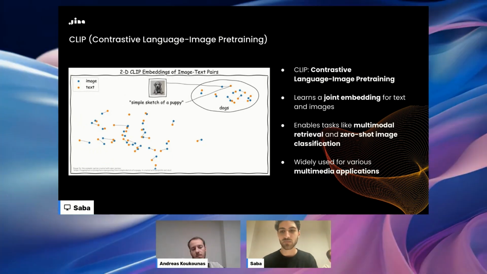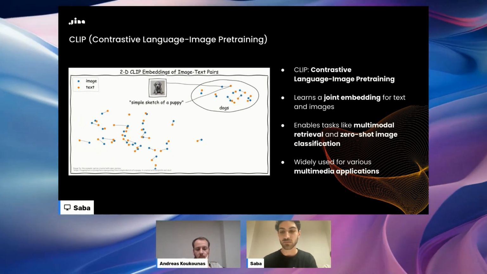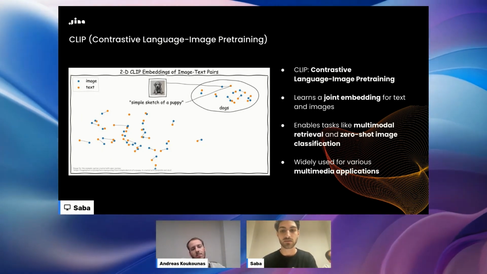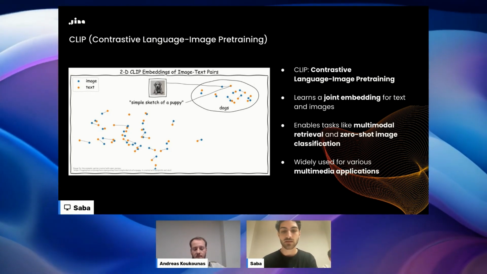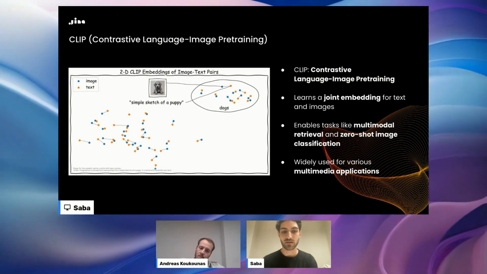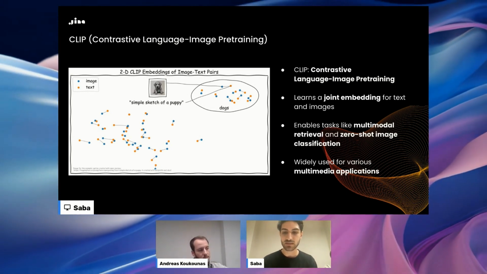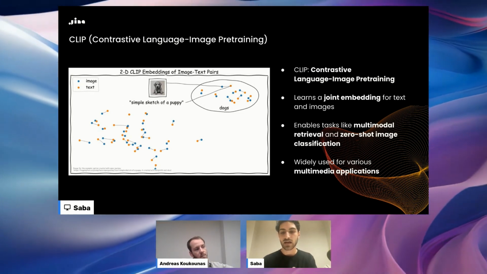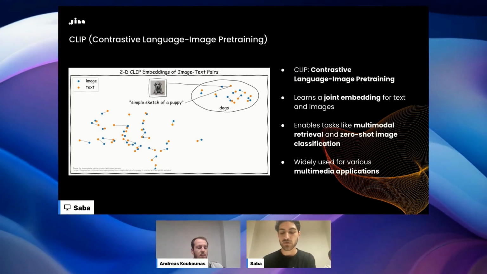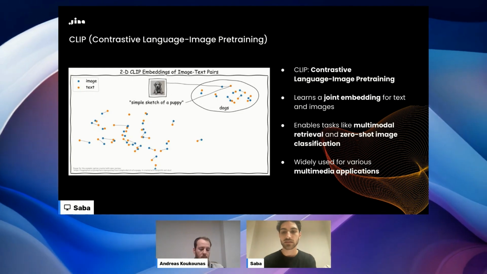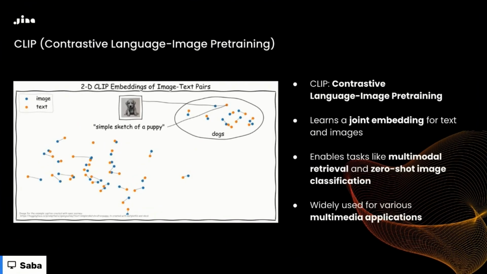So what is CLIP? Today, what we call CLIP is a family of models that are contrastively trained on language and image. So basically, CLIP models learn a joint representation for text and images, and this enables us to solve tasks like multimodal retrieval, also zero-shot image classification, and many other tasks. This is especially relevant today for multimodal retrieval that is widely used in RAG applications.